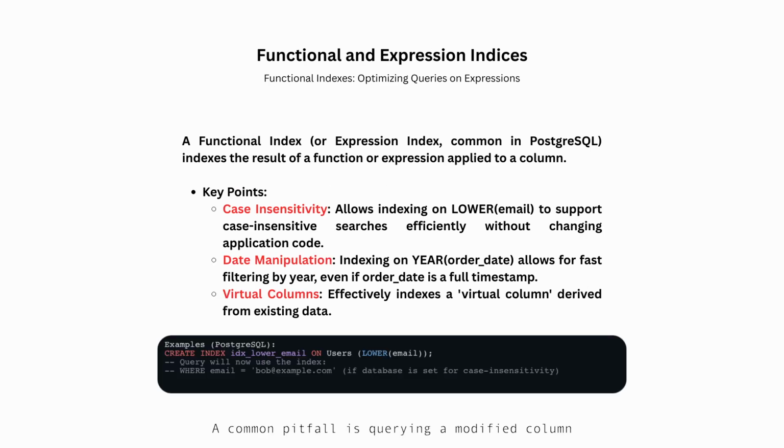A common pitfall is querying a modified column like WHERE LOWER(email) = value. A standard index on email will be ignored here because the values in the index are mixed case and not lowercase. Functional indexes or expression indexes allow you to index the result of a function. By creating an index specifically on LOWER(email), the database stores the pre-computed lowercase values, allowing the optimizer to use the index for case-insensitive searches. This bridges the gap between application logic and database storage.